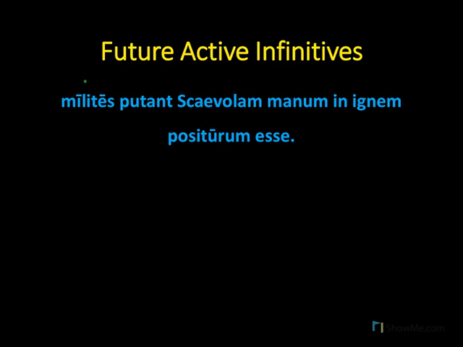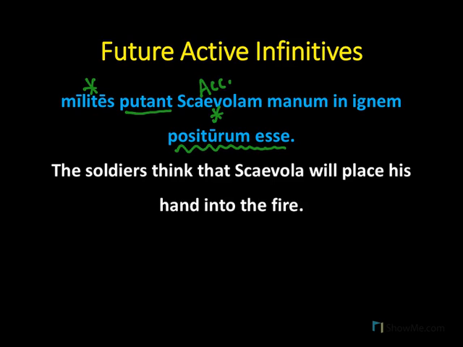So our subject of the sentence is the milites. Putant is our main verb. Scaevolam is our accusative subject of the indirect statement. And positurum esse is going to be our infinitive. And we translate this as, the soldiers think that Scaevola will place his hand into the fire.